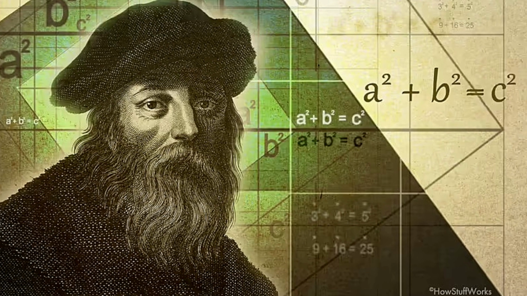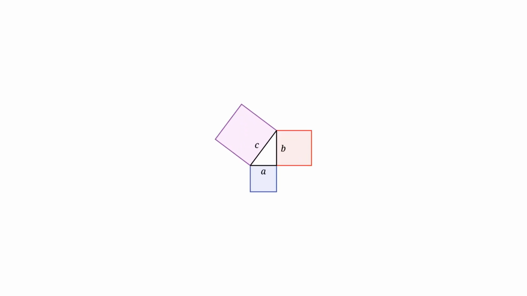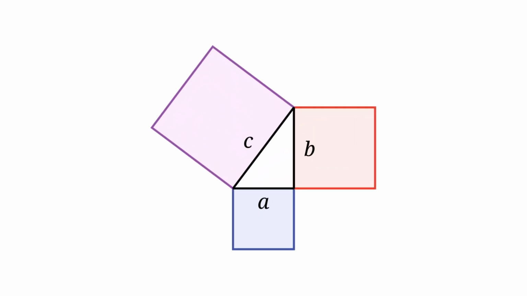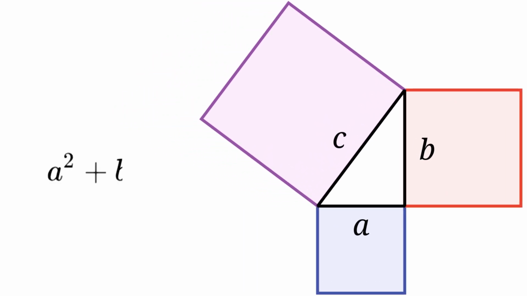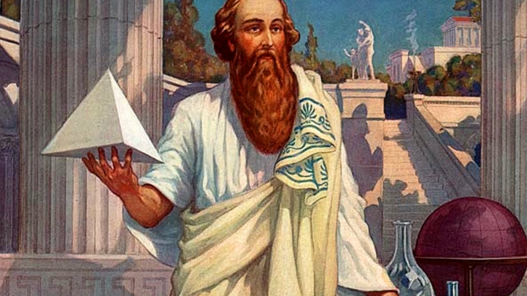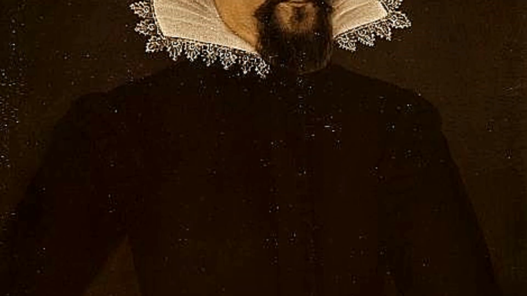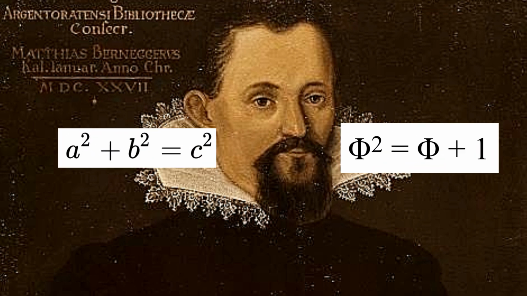Pythagoras, known for his eponymous theorem, stated that a right triangle with sides of length a, b, and c, where c is the hypotenuse, has the relationship that a squared plus b squared equals c squared. Similarly, phi is the only number whose square is one more than itself. 2,000 years after Pythagoras, German mathematician and astronomer Johannes Kepler noticed a similarity between these two equations.